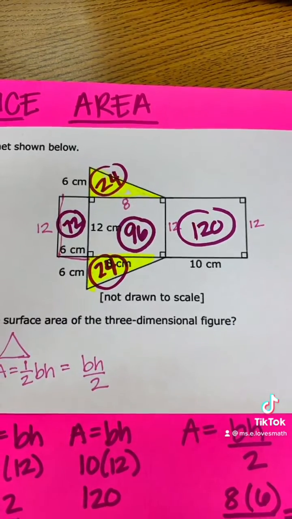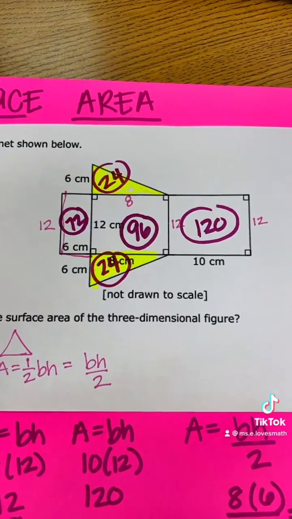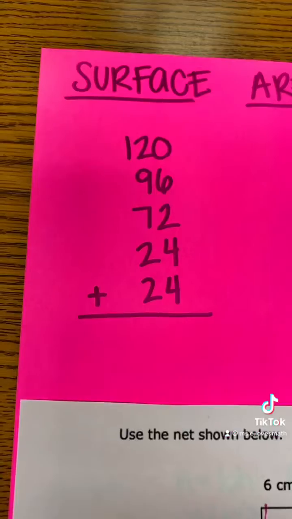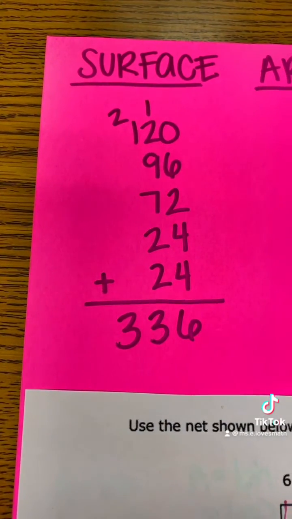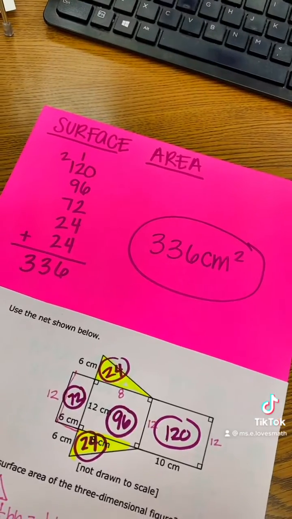Looking at our shape, we have all of the areas. The last step is to add them all together. I have the setup, we're ready to go. All together, we have 336. And done, final answer.